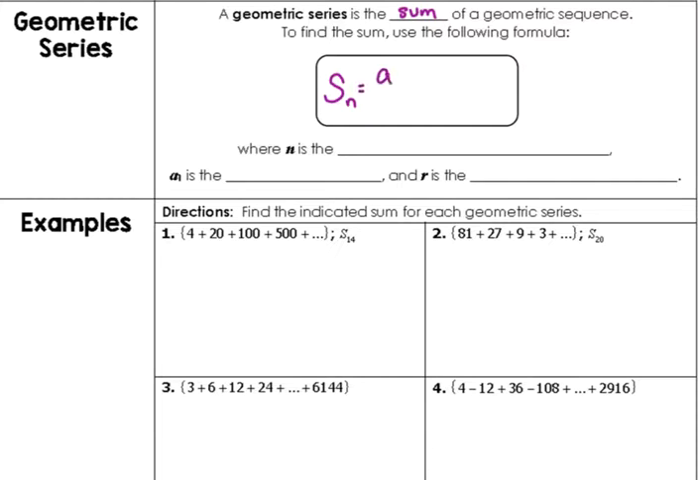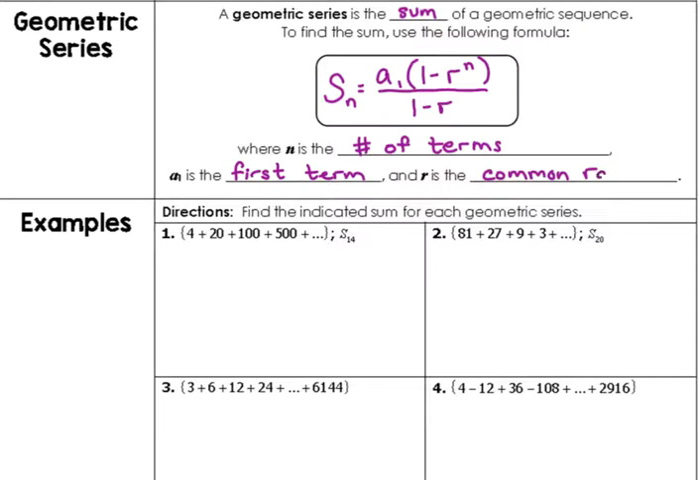S sub n is equal to the first term, a sub 1, times 1 minus r to the n over 1 minus r, where n is the number of terms, a sub 1 is the first term, and r is the common ratio. Okay, so a little bit longer of a formula here, but again, you don't have to memorize it. You just have to know how to use it.